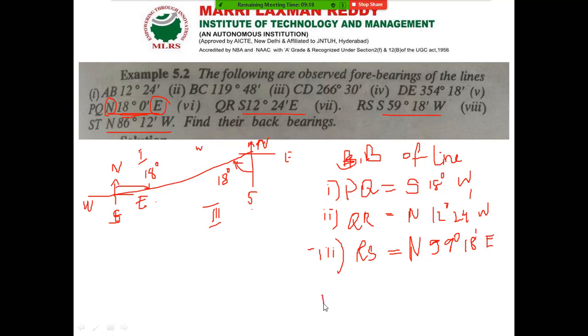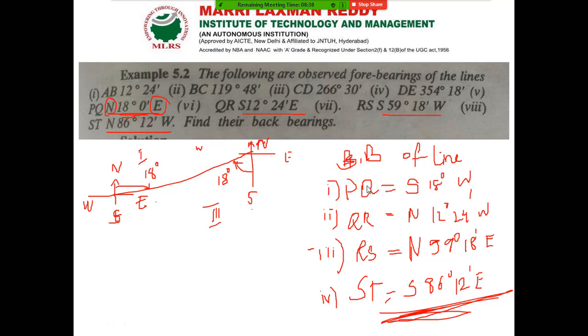And the last one, ST. For ST they have given N 86 degree 12 minutes west. So I have to give south 86 degree 12 minutes, instead of W I am going to keep east. So this is your answer.